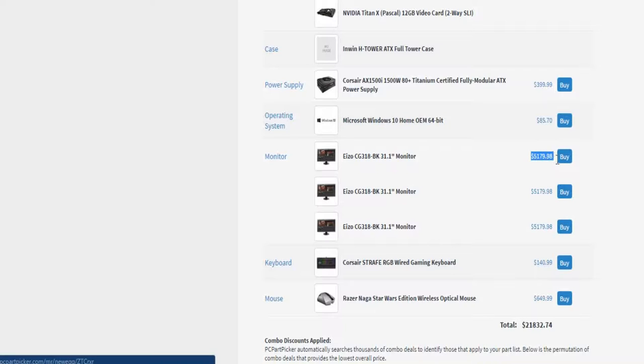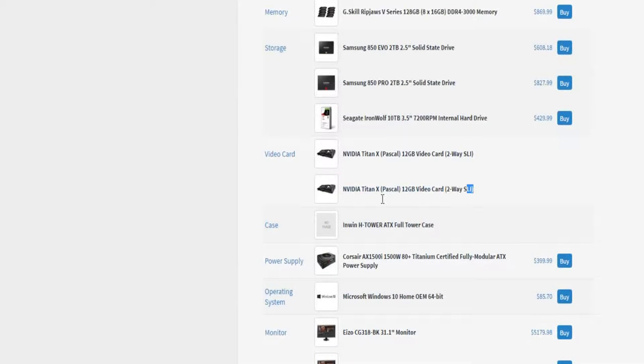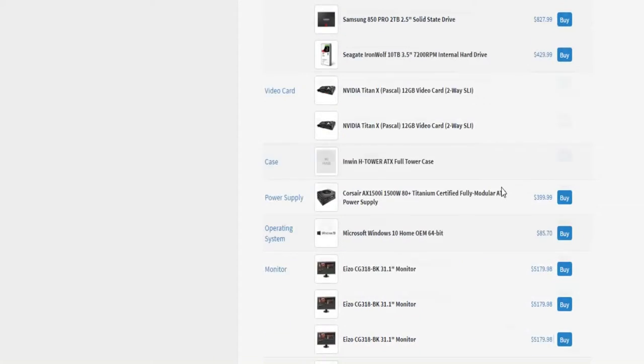Then this is where I had to put in the real investment, $5,000 each for three monitors, 31 inches, and they're 4K, so this is incredible, and the only way to do this is with two TitanX Pascals.